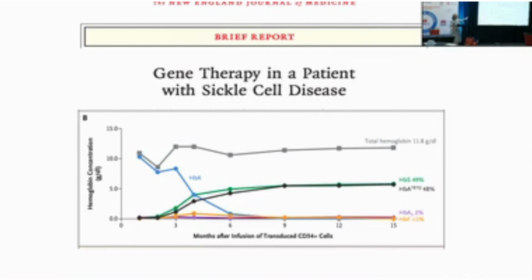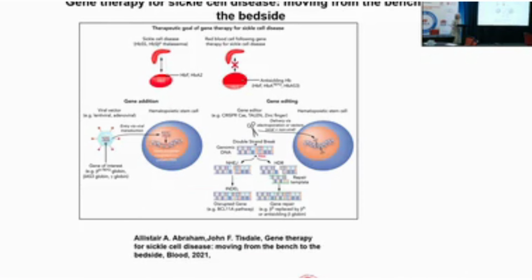And you can see that after these stem cells were transduced, this patient then produced about 50% sickle and about 48% of the new hemoglobin. And that was sufficient for this patient to do very well in terms of reduced sickle symptoms. So there's much activity in this space at the moment.